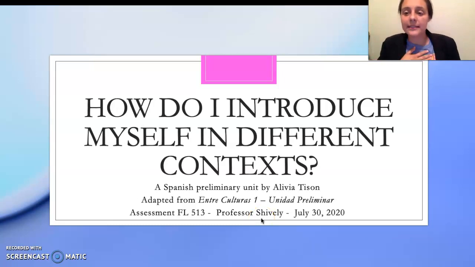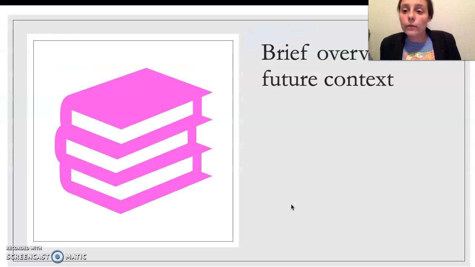It's me, Olivia Tison, and my presentation is called How Do I Introduce Myself in Different Contexts? It is taken from a textbook called Entre Culturas Uno, and it's the Unidad Preliminar in this textbook that I have adapted for this unit redesign. So here's a brief overview.